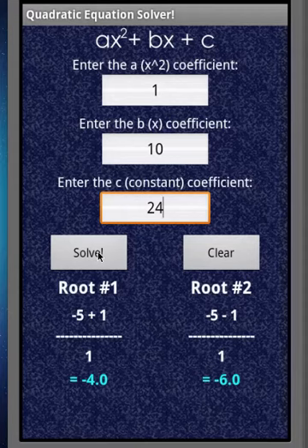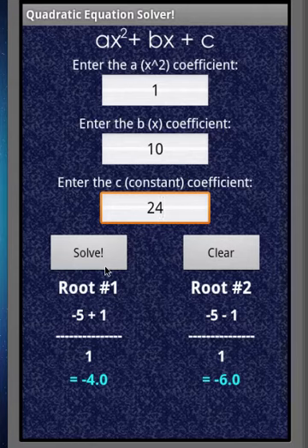And as you can see, we get two roots, and what it does is it gives you a kind of formatted representation of the answer. -10 plus 2 over 2 and -10 minus 2 over 2, and then in blue below it gives you the actual answer, which is -4 and -6. So that's kind of straightforward. Let's do a couple more and I'll show you what this thing can really do.